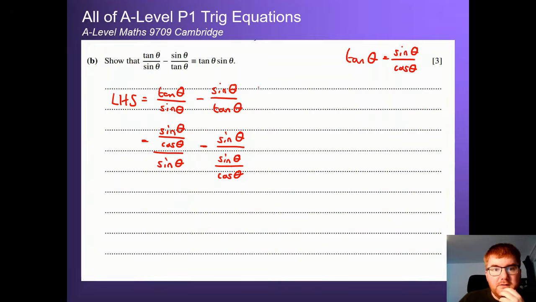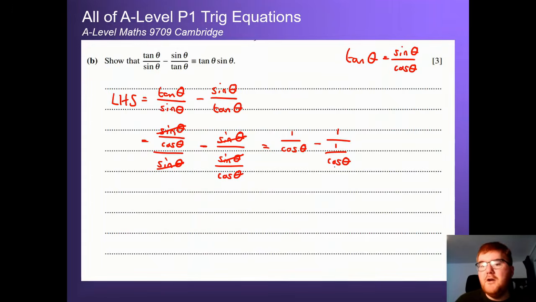Okay, at this point we can do a little bit of cancellation here. So we've got a sine theta top and bottom, that can disappear, and then we've got a sine here top and bottom, we can do that. So that leaves us then with 1 over cos theta minus 1 over cos theta. But we can tidy that up here. Again, if you've got 1 over a fraction, a nice little trick here is you can just take the cos theta and bring it to the top. So that gives us 1 over cos theta minus cos theta.